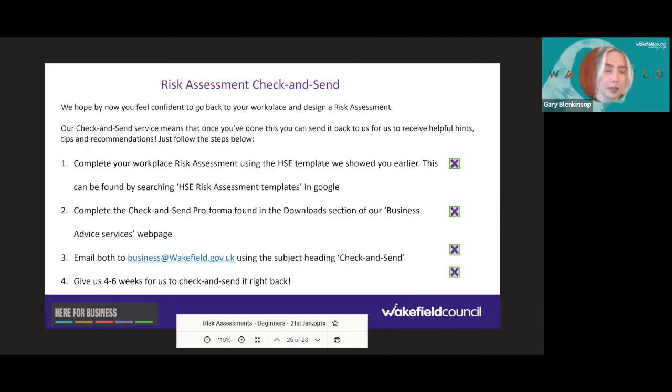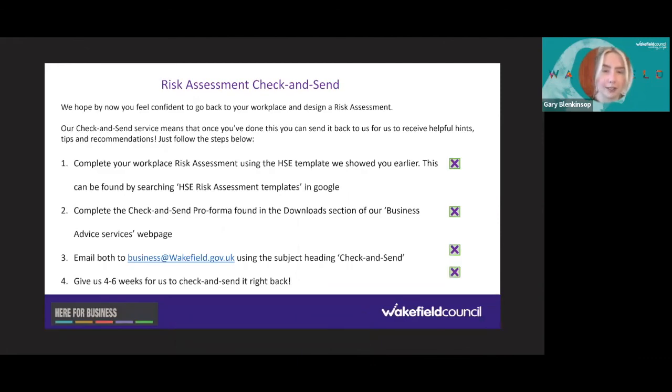One of the things that we would really like to draw your attention to is a risk assessment check and send service that we're launching. So we hope by now you feel confident to go back to your workplace and design a really effective risk assessment. Our risk assessment check and send service means that once you've done this, you can send it back to us and receive some helpful hints, tips and recommendations, because we know that it's so much more reassuring to be able to soundboard these things off a professional in particular. So I'll just talk you through the steps.